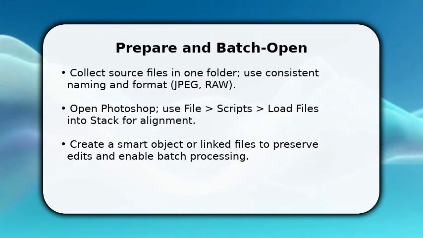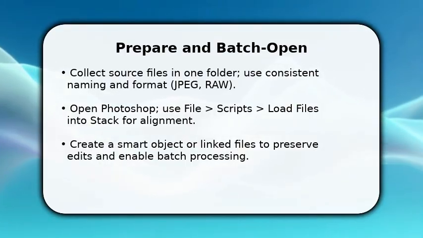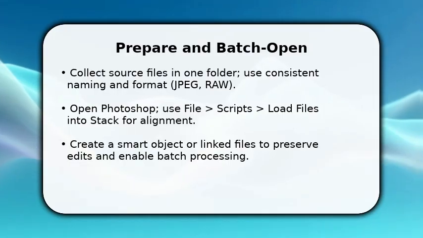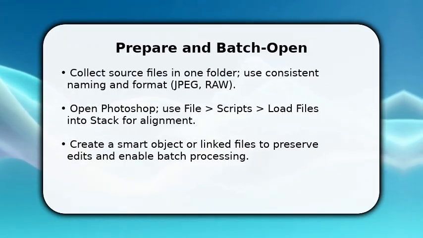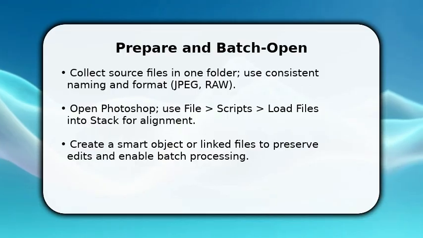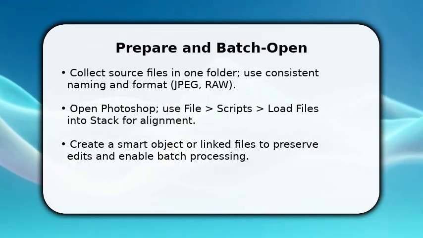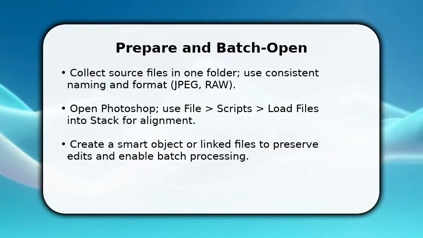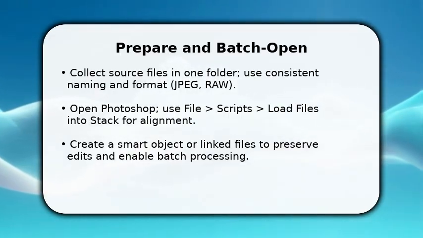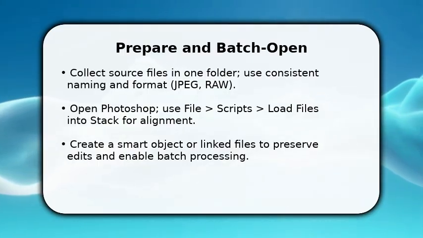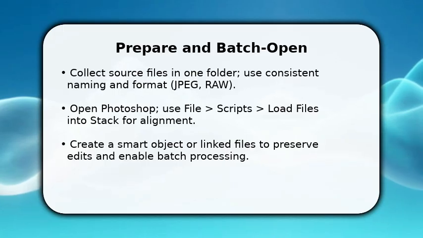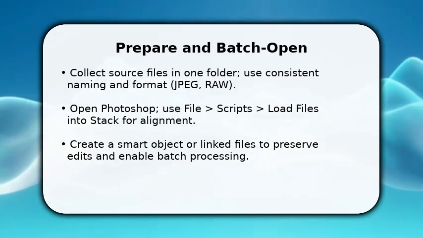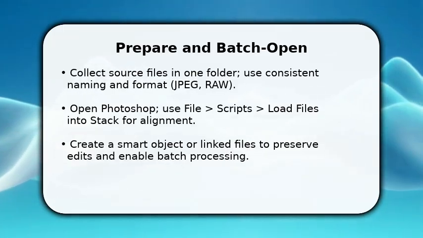You start by gathering all photos into a single folder and confirming consistent format and color space. This reduces surprises. Once done, open Photoshop and choose File, Scripts, Load Files into Stack to bring images into one document as layers. Make sure to convert key layers to smart objects or use linked files so your adjustments stay non-destructive. This is essential because it lets you edit once and apply changes to every image without redoing masks or retouches.